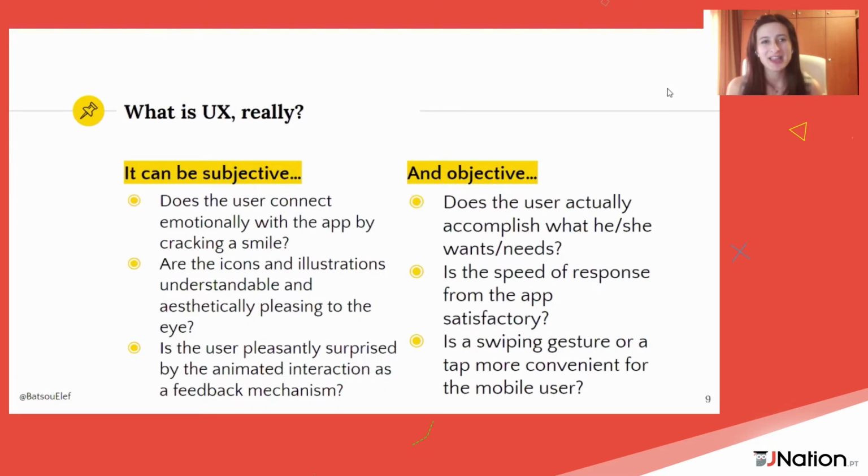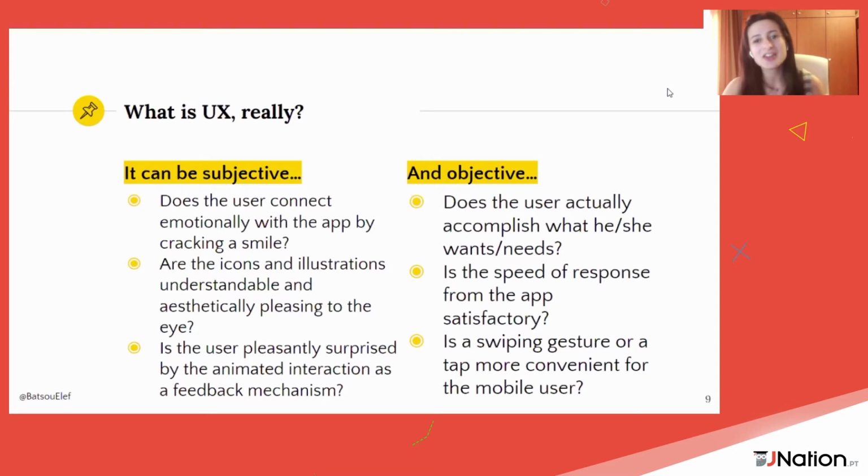So, what is UX really? And UX can be a lot of things. It can be about technology, it can be about marketing, it can be about designing, of course. But there are also some other rules that can define it a little bit better. It can be subjective. So, does the user connect emotionally with the app by cracking a smile? Are the icons and the illustrations understandable enough and aesthetically pleasing to the eye? Is the user pleasantly surprised by the animated interactions or a feedback mechanism?